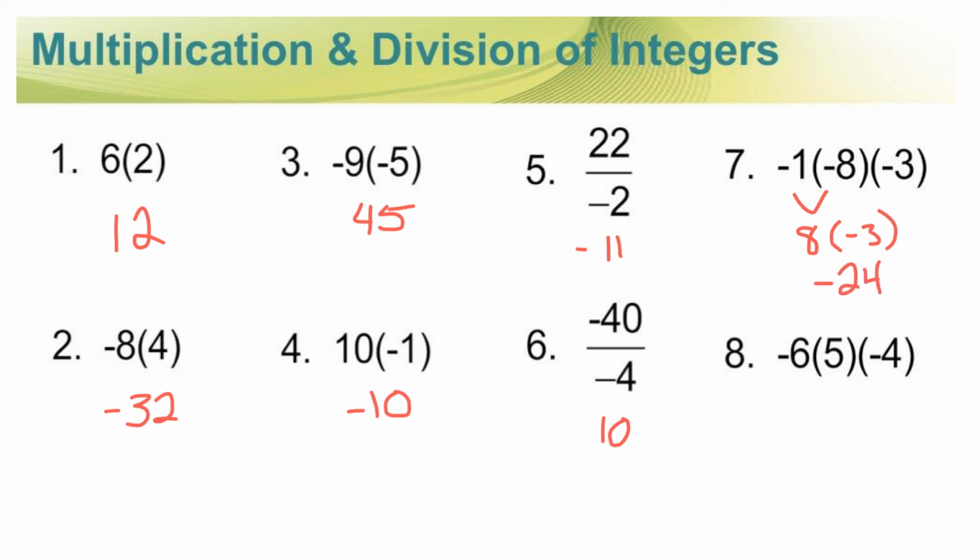And then finally, same thing here. Negative 6 times negative 5 is negative 30. Negative 30 times negative 4 is going to be 120, and you'll notice that it is a positive 120 because if you go back, you can see that there's 2 negatives, which is an even number. Therefore, it is a positive answer.